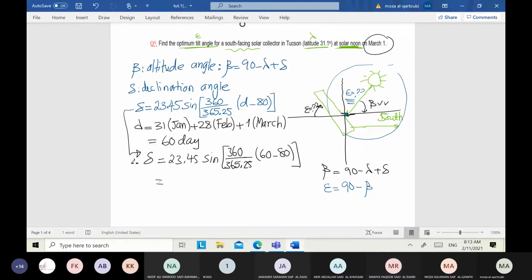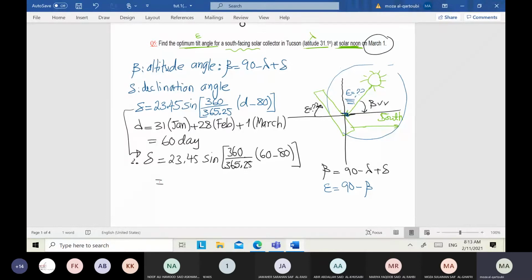Plus or minus? Yes, 7.9 should be negative. Check. Minus 7.9, yes. So minus 7.9 degrees. So this is the angle of delta.